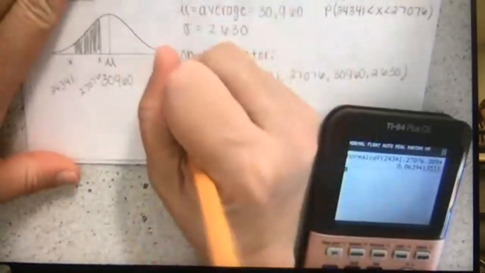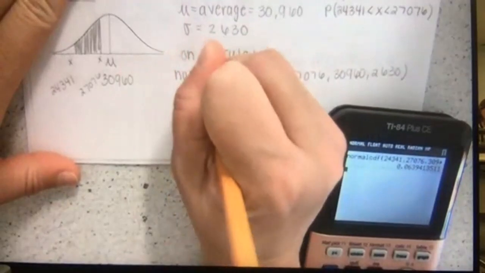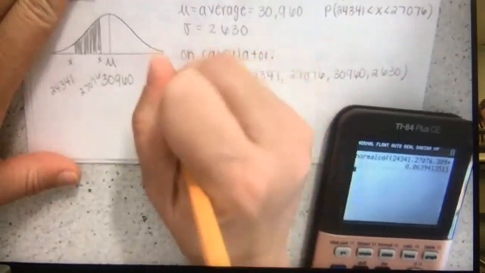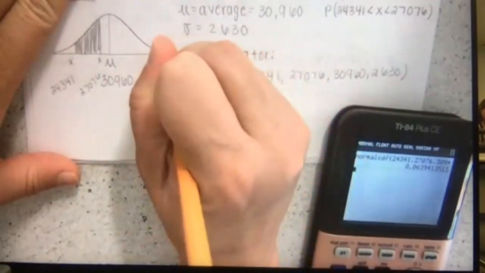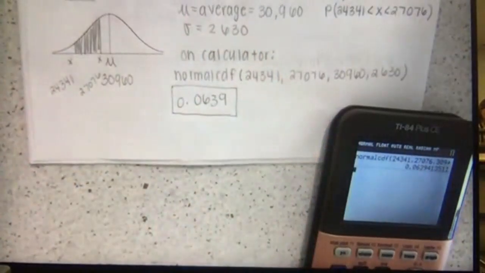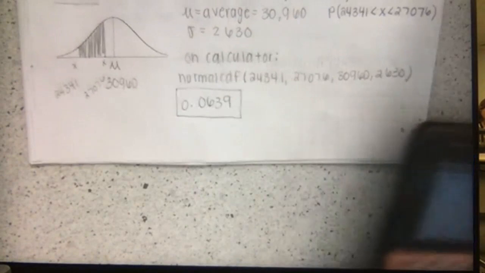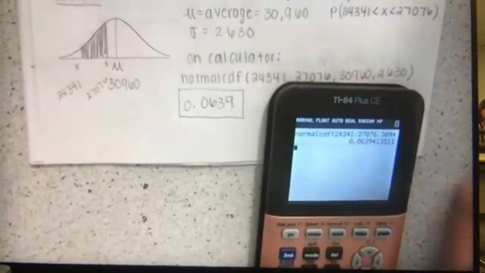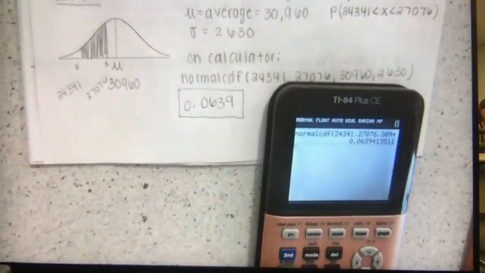0.06394. So 0.0639 is our final answer. And that's pretty much it. We had 2 more problems on the next page that I got a lot of questions on because they were kind of worded weird. I think that the wording is the weirdest part. So I wanted to go over those next 2, and then we'll talk about something else.